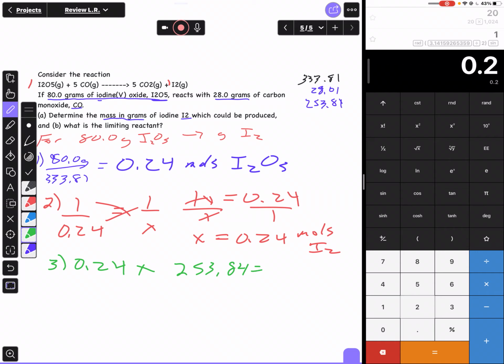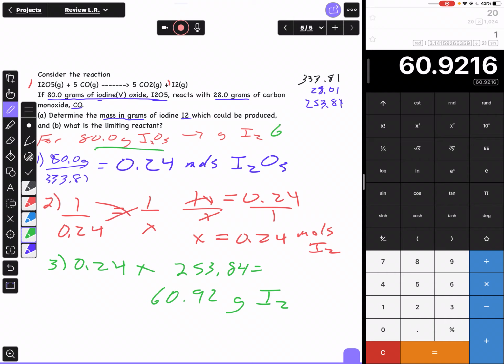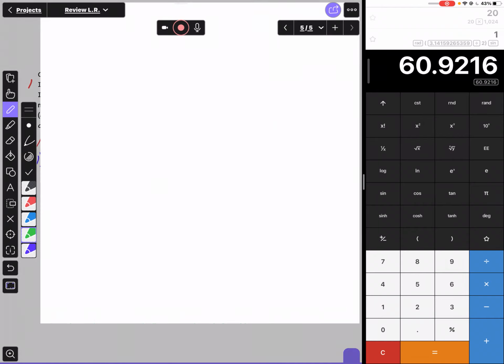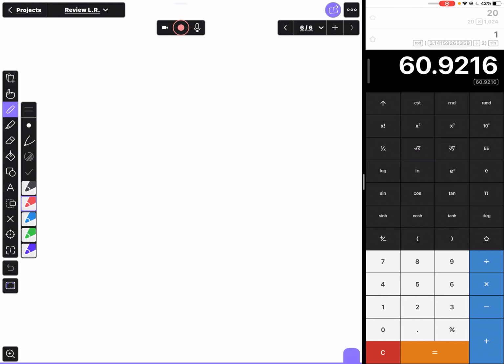So I multiply 0.24 times 253.84. That gives me, to 2 decimal places, 60.92. And that would be grams of I2 that's produced. So if I had 80 grams of I2O5, I would get 60.92 grams of I2. Now we have to work the problem again. This time we have 28 grams of carbon monoxide. So I'm going to start another page, and now I'm going to work the problem with my other reactant.